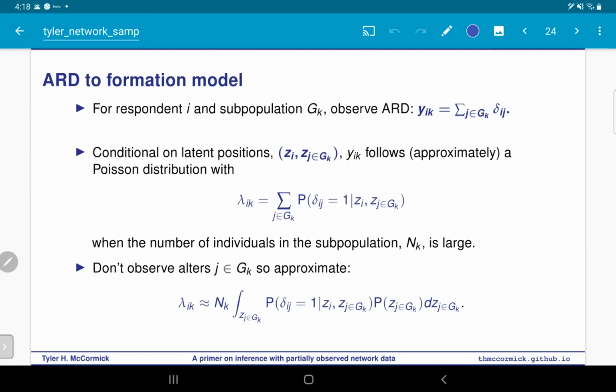Okay, so for respondent i and group k, where group k means, like, the number of people with a particular name that you have, or the number of people that you know who own a tractor, I observe what I'm calling y_ik, which is the sum over all the people in the group of whether or not i has a connection to that person. And so again, conditional on these latent positions, we have that this y_ik follows approximately a Poisson distribution, with the mean of the Poisson being equal to the sum of these probabilities of knowing each person in the group.